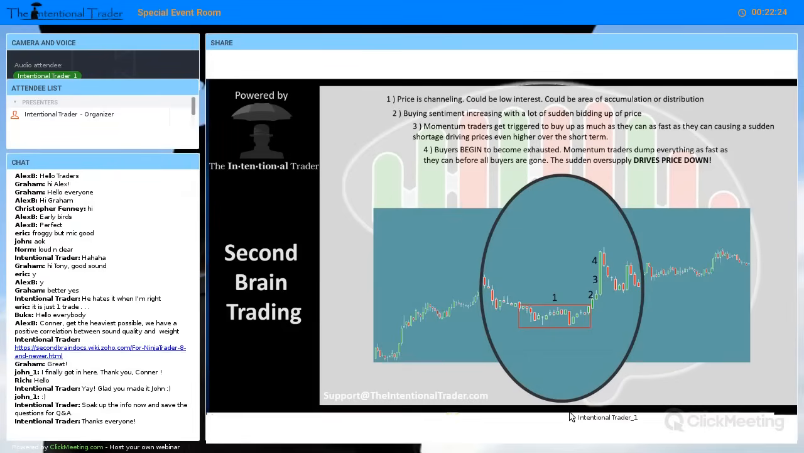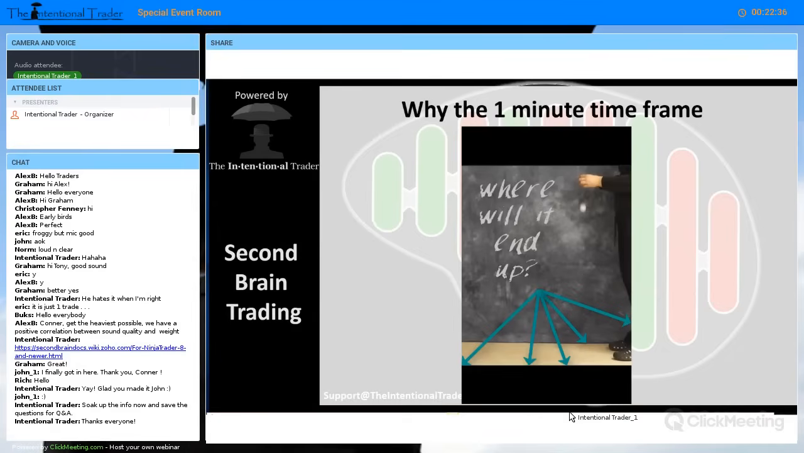Maybe somebody tried to teach me this once, but I was too thick to understand. I didn't get it until I figured it out myself. Okay? So why do we trade the 1 minute time frame?